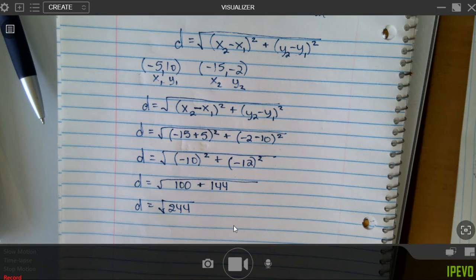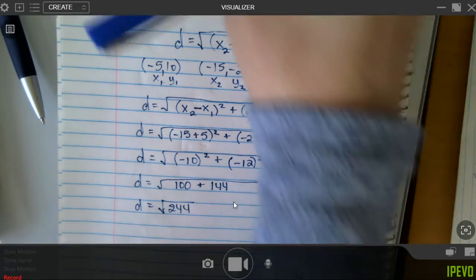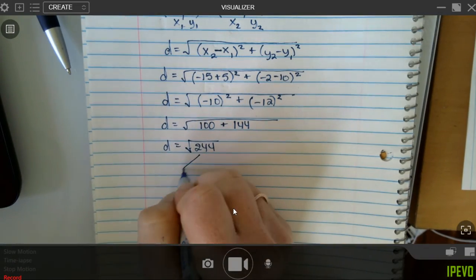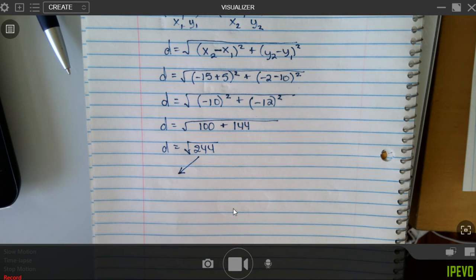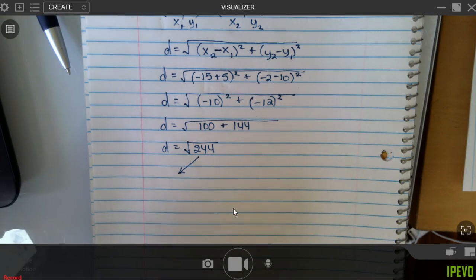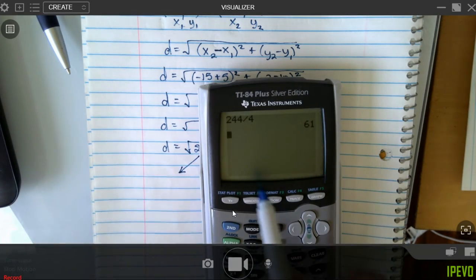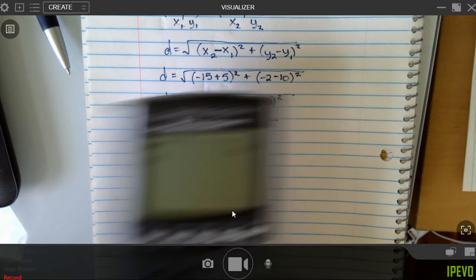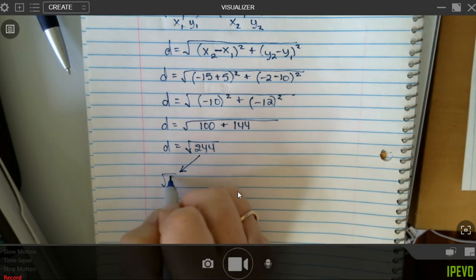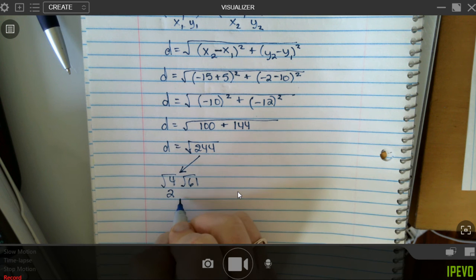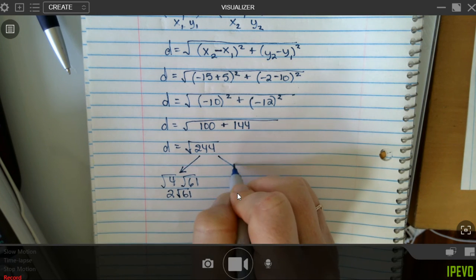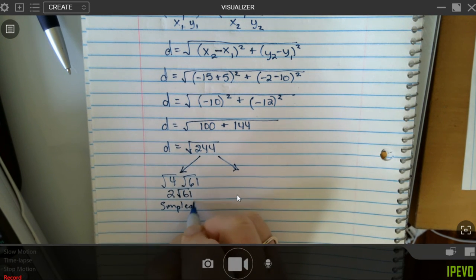Now, you need to be careful in this last part on whether you are looking for the radical form or the decimal form. If it's simplest radical form, we need to reduce the radical. Will 4 go into 244? You ask yourself that. You put in 244 divided by 4, and we get 61. So we can rewrite this as the square root of 4 and the square root of 61. And the square root of 4 is 2. I can't go any further with the 61, so I leave that alone. Now, that's simplest radical form.